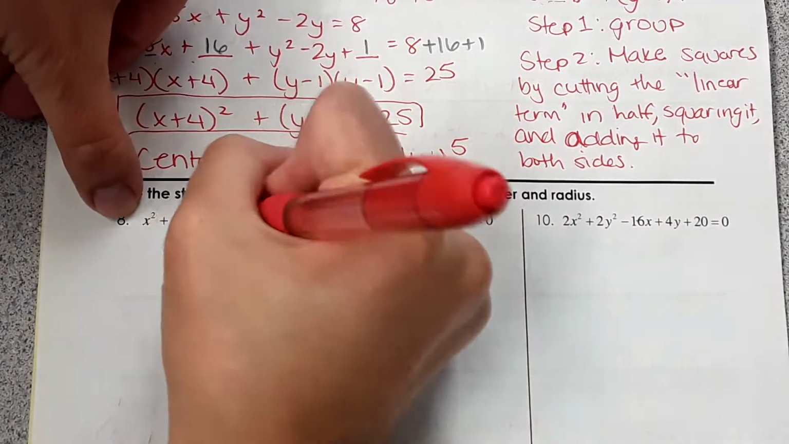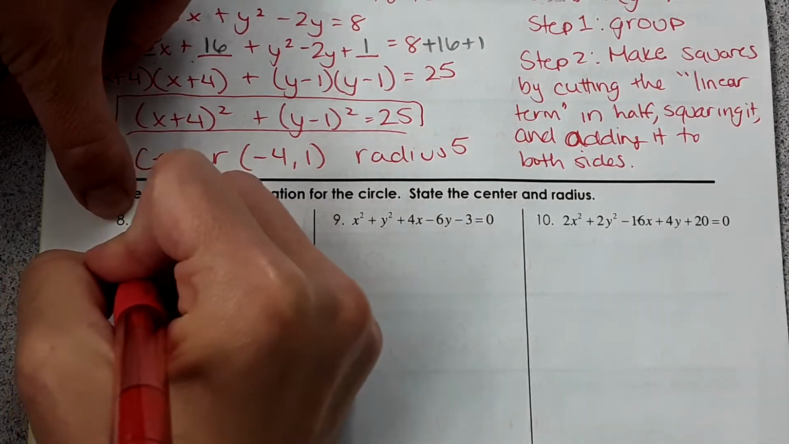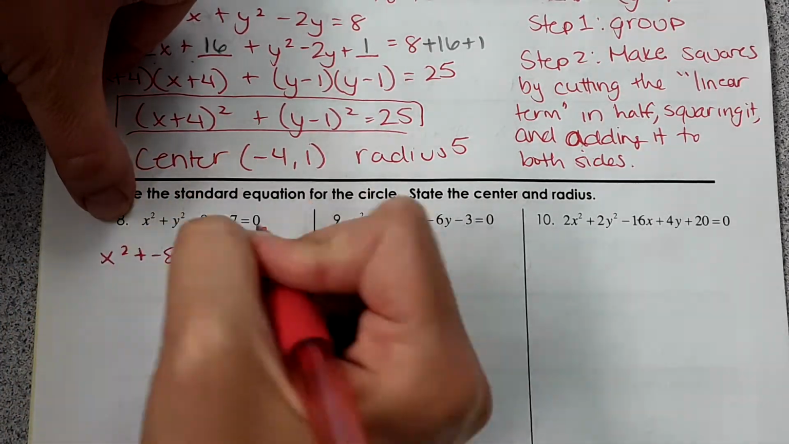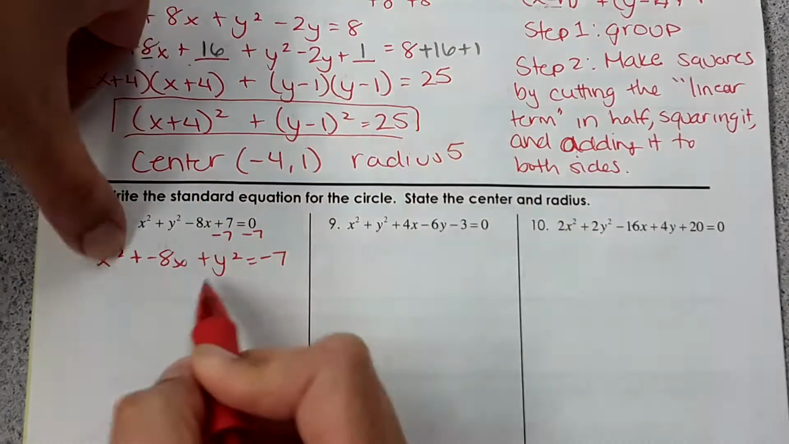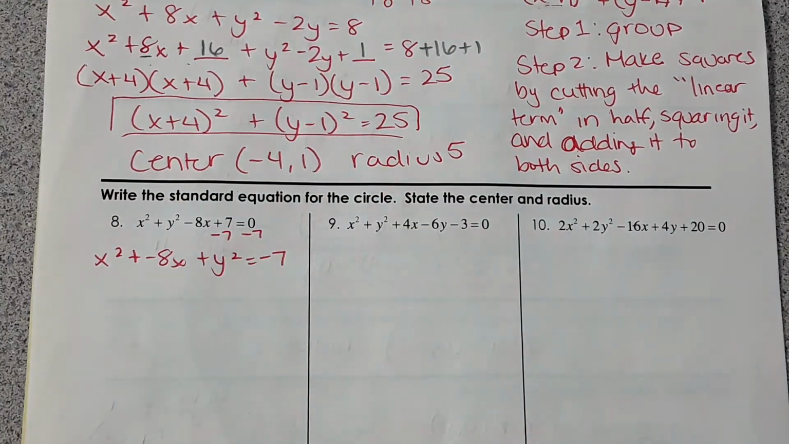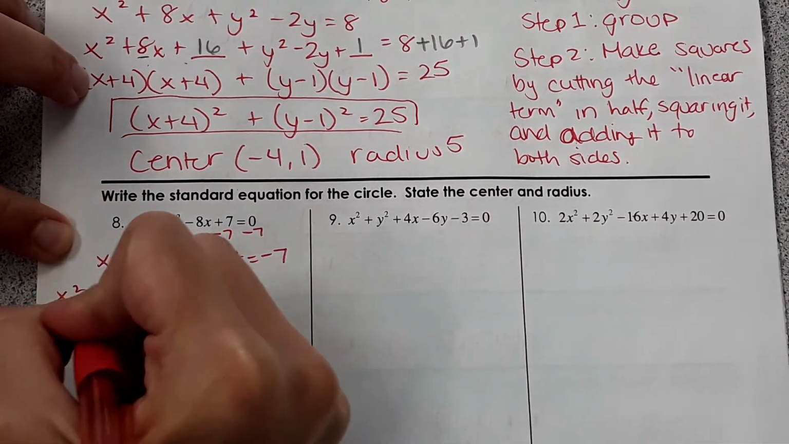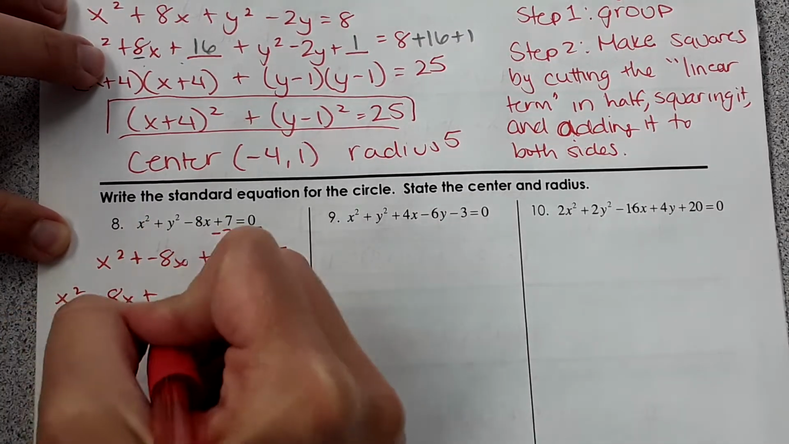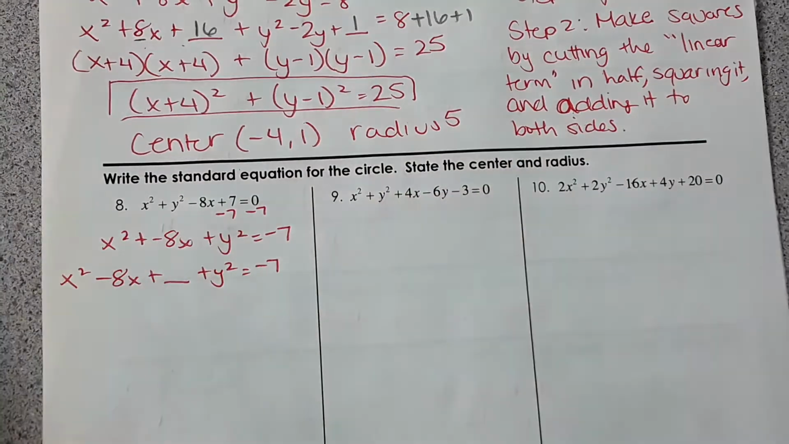So first step, just subtract 7 from both sides and group it. So x squared plus -8x plus y squared equals -7. Y squared is just by itself, so we don't have to worry about that right now. We are going to have to factor this one. So x squared minus 8x plus blank plus y squared equals -7.